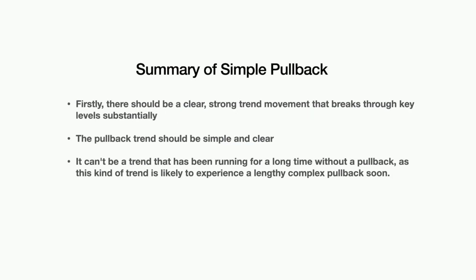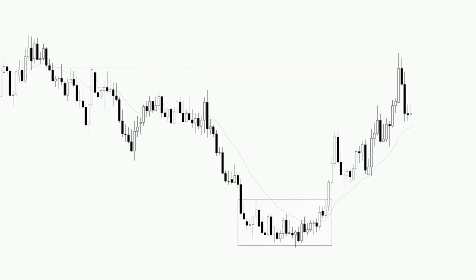The prerequisite to participate in a simple pullback trade is, first, there must be a definite strong price movement, preferably breaking through a consolidation zone or a wave point substantially. Let me illustrate with this case. Here, we have a pattern of a second breakthrough entry into a long position after a simple pullback. Let's think about why this pattern holds. Why was it possible to make a simple pullback here? Why did the price continue to rise after the simple pullback?